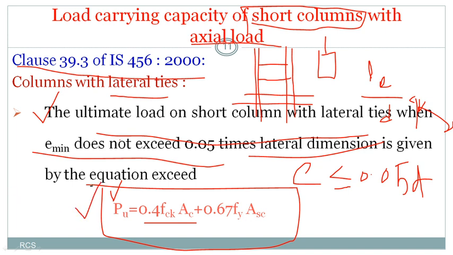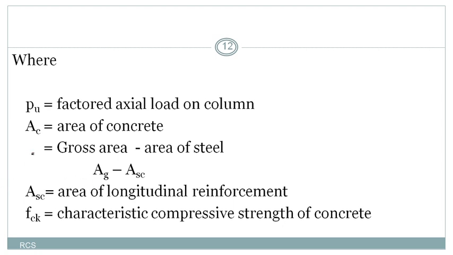So let me discuss what the terms are here. Pu is equal to the factored load. It is directly a factored load, which you get when you multiply your working load with the partial factor of safety, that is 1.5. And here the term Ac is nothing but the area of only concrete. Ac is nothing but the area of concrete. And how to calculate this?